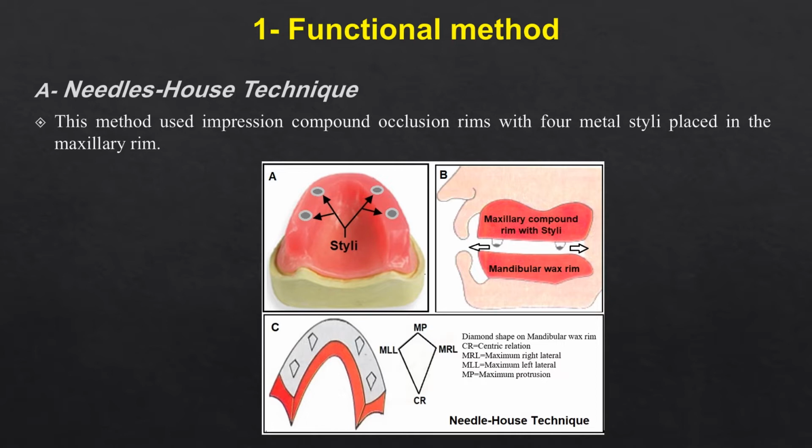A. Needles house technique. This method uses impression compound occlusion rims with four metal styli placed in the maxillary rim. When the patient moves his mandible, the styli on the maxillary rim will create a marking on the mandibular rim. After the mandibular movements are completed, a diamond-shaped pattern is formed. The anterior-most point of this diamond pattern indicates the centric jaw relation.